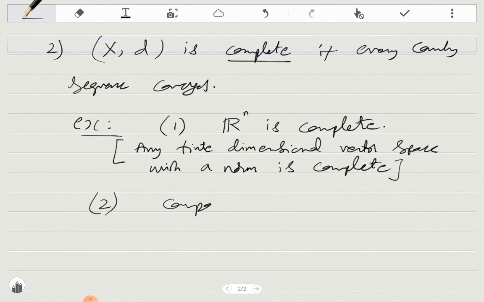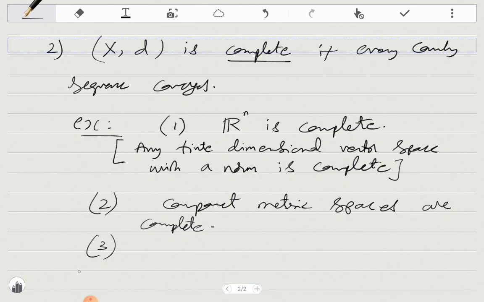Compact metric spaces. By the way, the completeness of Rn is again a consequence of the Heine-Borel theorem, that closed and bounded sets are compact. From that, one can see that any Cauchy sequence will converge. Compact metric spaces are complete. This is a consequence of our definition of compactness.